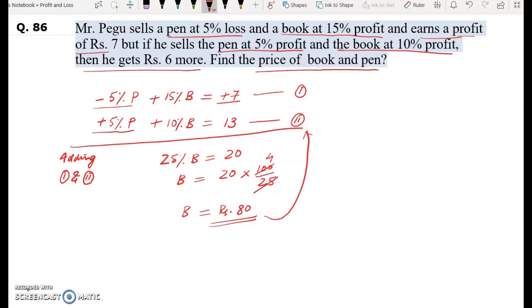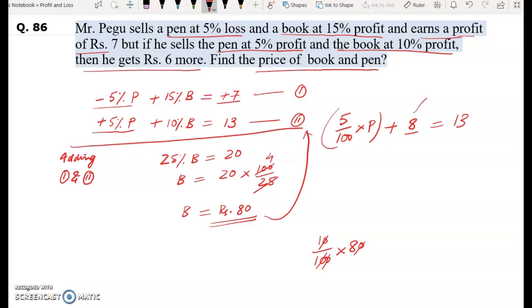Equation number 2 is 5% of pen plus 10% of B, 10% of book, 10% of 80. So 10% of 80 will be how much? 8. 10% of 80, this 0 will cancel out. This is 8. So 5% of P plus 8 is equal to 13.